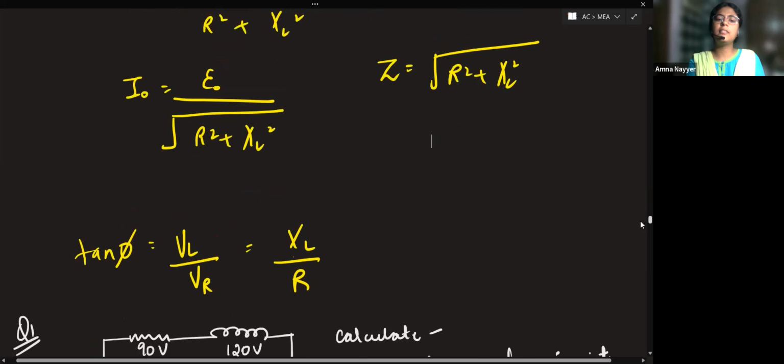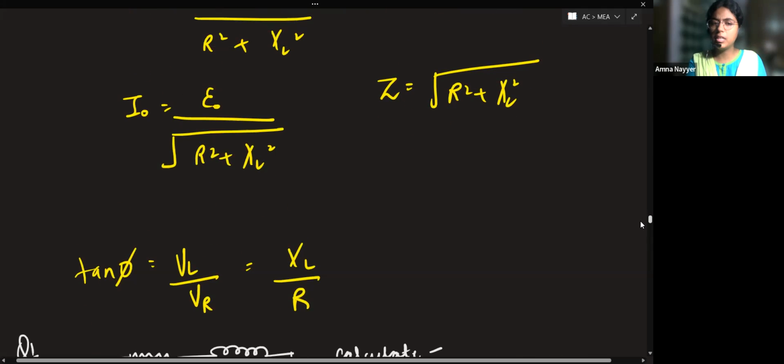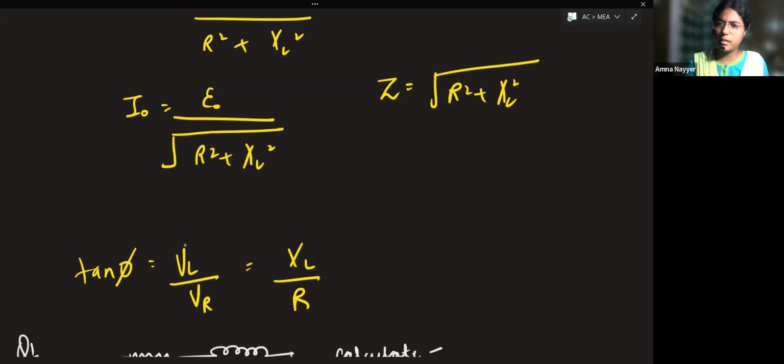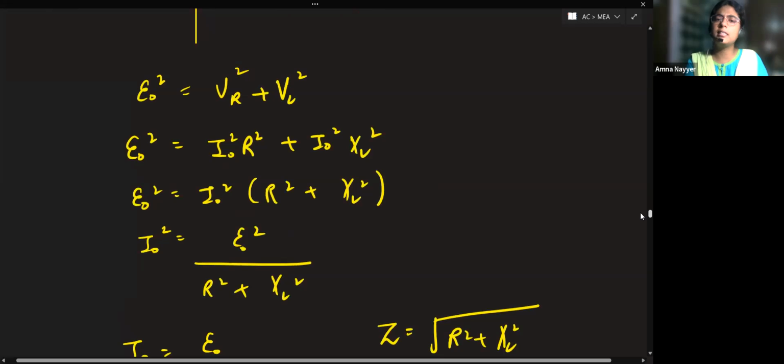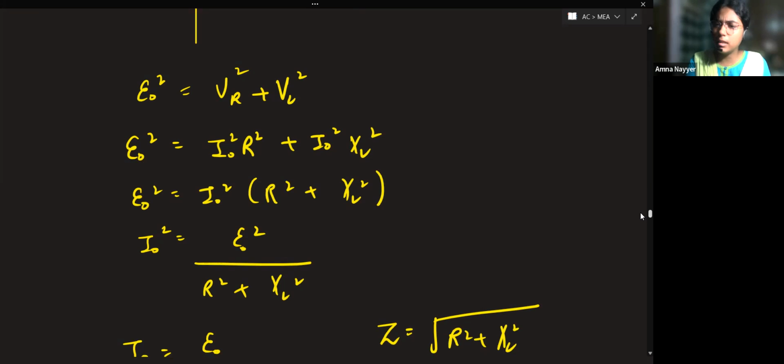Now tan theta will also be VL divided by VR, which will be XL by R. You will not be having XL minus XC by R. Fine. Now the impedance value will be changed. This derivation hasn't come till now, but even if it is asked, you can prove the small part of the derivation if you know the LCR circuit. So for all of you, this is very easy to deal with.